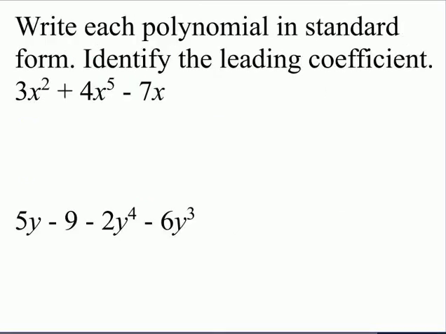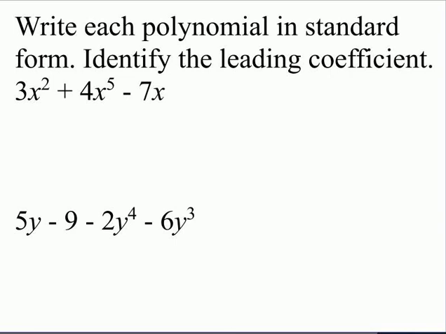Okay, so notice what this says. It says write each polynomial in standard form, identify the leading coefficient. Don't write the instructions down on this, okay? It's going to take you longer than it will to solve the problem. So just write down the 3x squared plus the 4x to the 5th minus 7x.